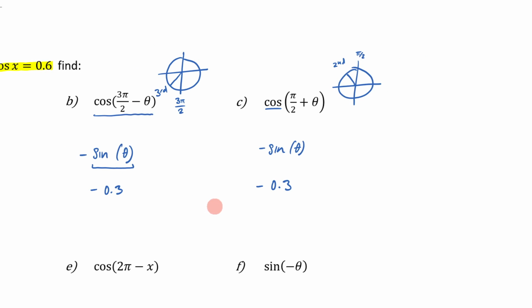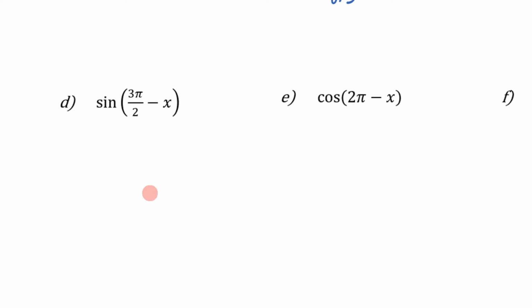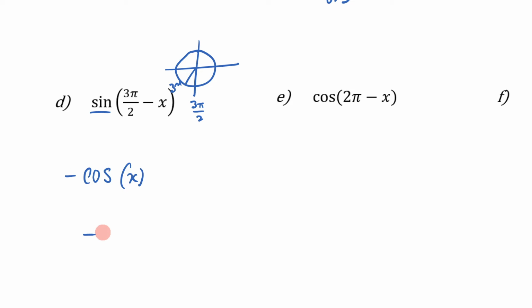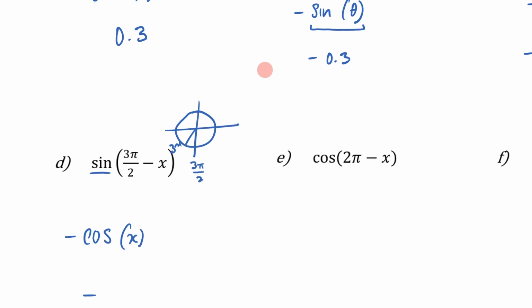And we continue now. We come to this one. Same logic again. We've got a whole bunch of complementary identities here. This time I've got sine, so I change it to cos, and it's going to be cos of x. We think about which quadrant we're in. 3 pi on 2 is here. I'm going back an angle. I'm in my third quadrant. And in my third quadrant, I know that sine is negative, so it's going to be negative cos of x. So that means here I'm going to get negative. Now, what was cos of x? Cos of x was 0.6.